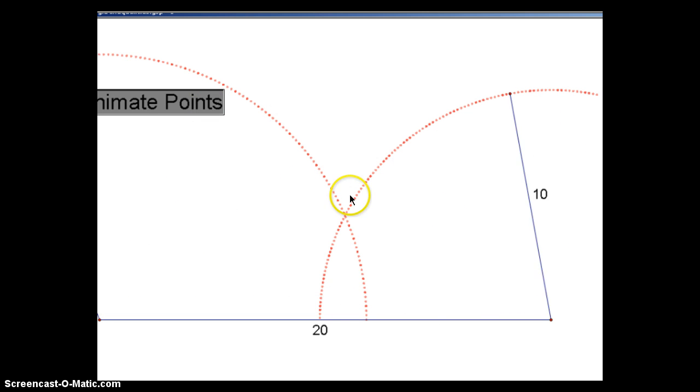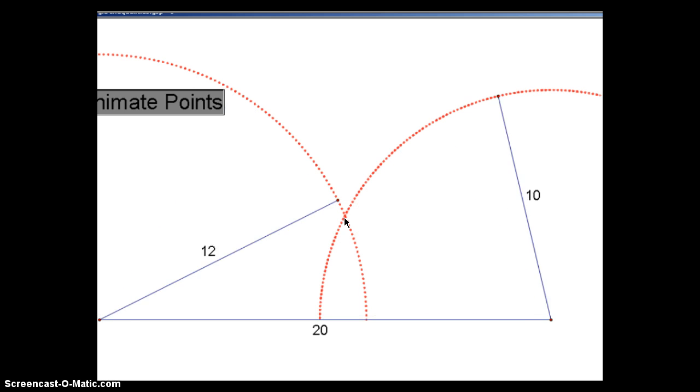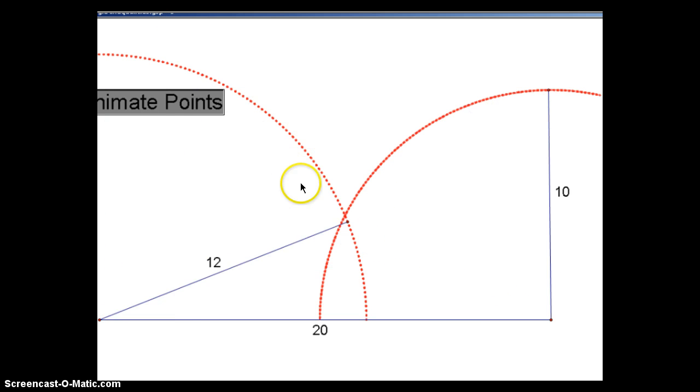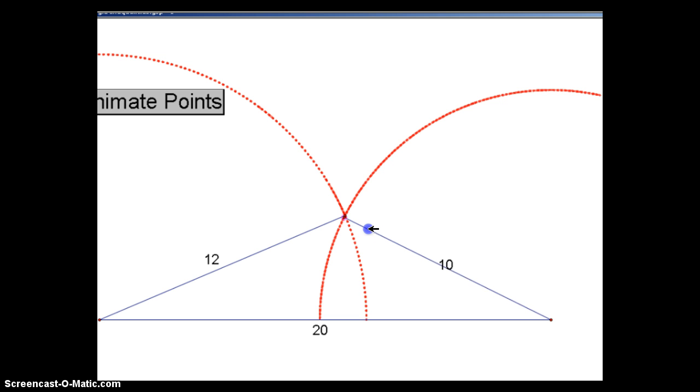Okay, notice how right here in the center, this is where these two lines are intersecting each other. Okay, so this is kind of what you do with your protractor. We'll look at this a little later. So if I stop these points and I drag this 12 down to that point where my two arcs are intersecting, and I draw this 10 down to where those two arcs are intersecting, you see that they meet. Now I have this triangle.